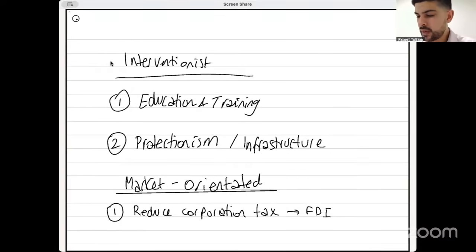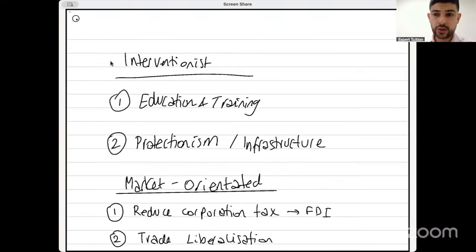Yeah. Number two is trade liberalization, right? What does that mean? Trade liberalization is the opposite of protectionism. It's basically globalization. It's where you remove barriers to trade. You engage in more free trade. You might, for example, join a trading bloc, right? And then you now talk about one of the two things.